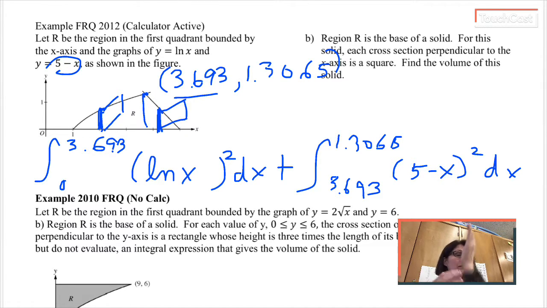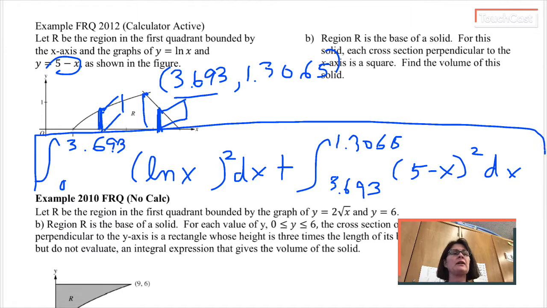So this is a case where I had to divide the solid into 2 separate parts. I'm going to find the volume of the first part because that first part has a different expression for area than the second part. So final answer, notice again, this one says find the volume, so I would actually go through with my calculator and evaluate this expression.